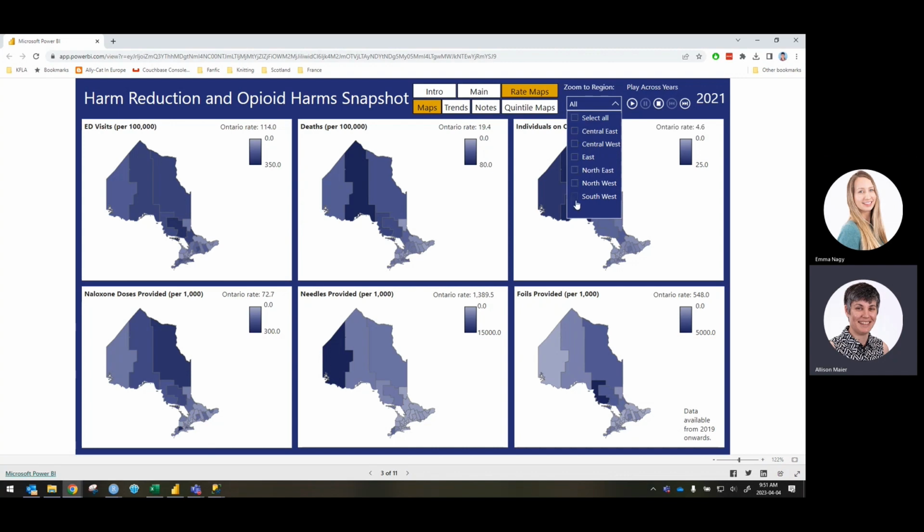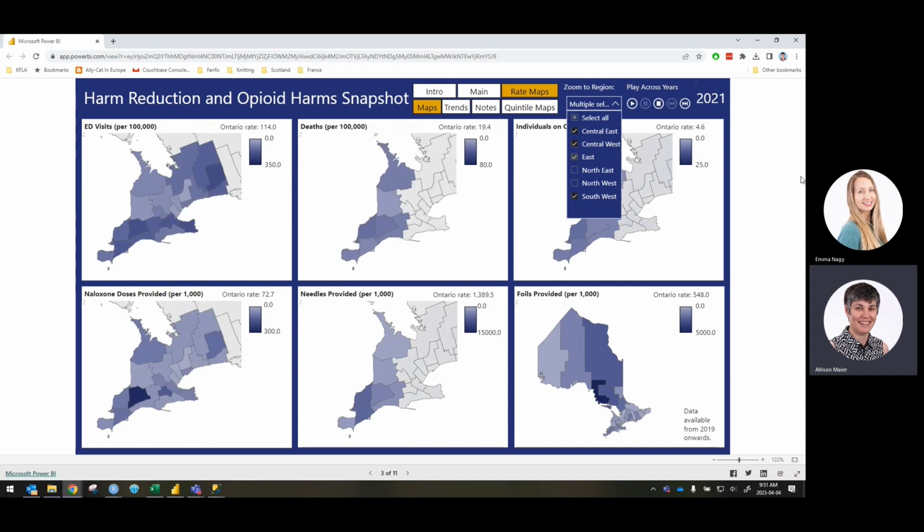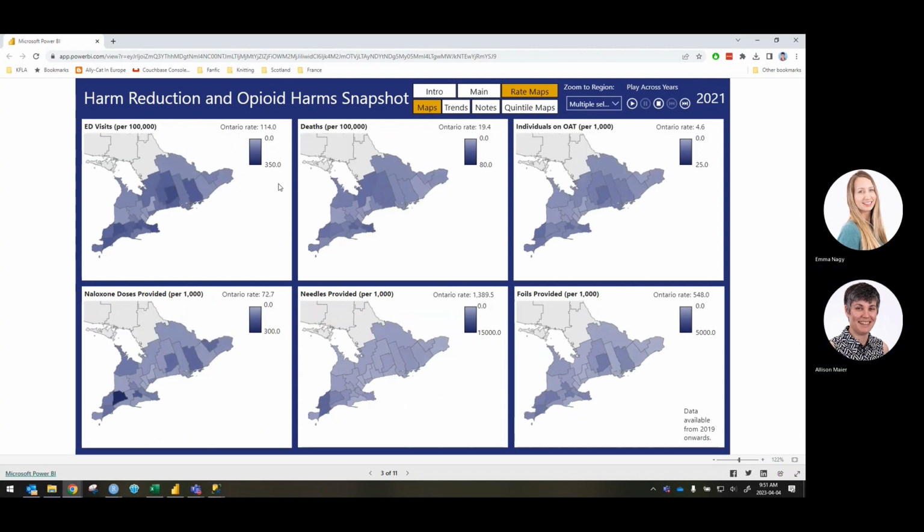So we can, for example, just look at that. We can just look at Southern Ontario by clicking the 4 southern regions. And now you can see the trends for 2021, which is the default year shown. You can also play across years to show trends over time by pressing this play button.